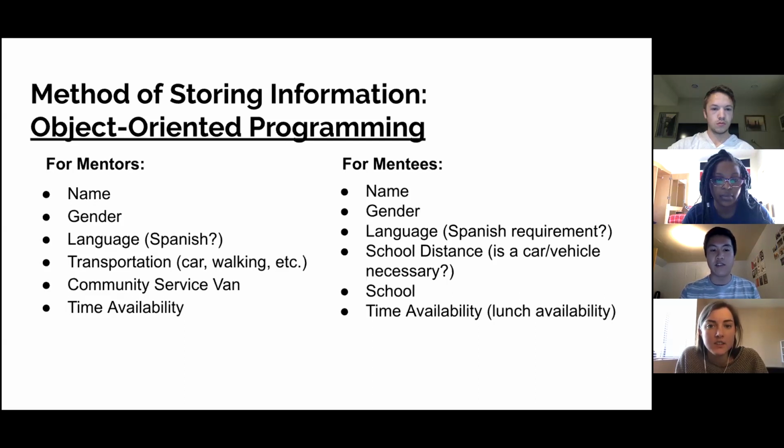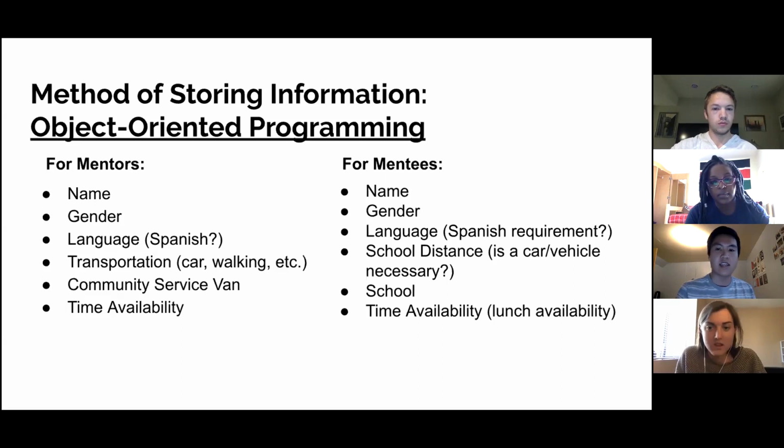And also if they could drive the community service van, in case one person maybe didn't have a car, but they could drive the van with other people, and we would know then that that amount of people could go to a distant school at that point in time. And of course, time availability was important. We had to know that they had enough time to get to the school and spend a good amount of time with the mentee during their available time, so that that would all work out.